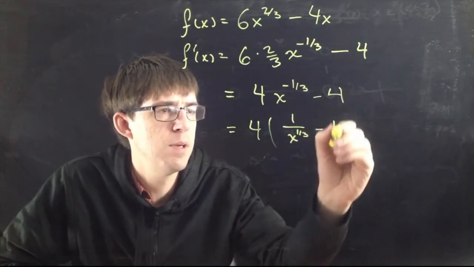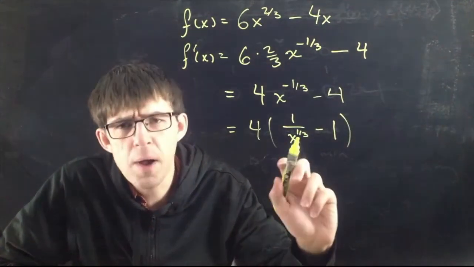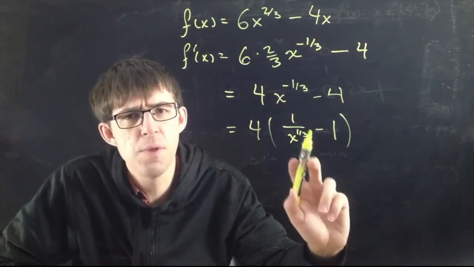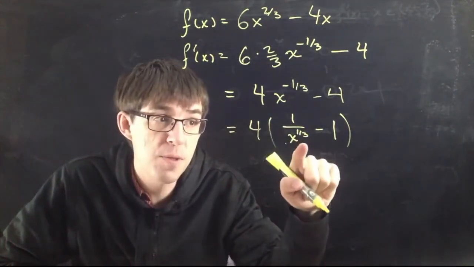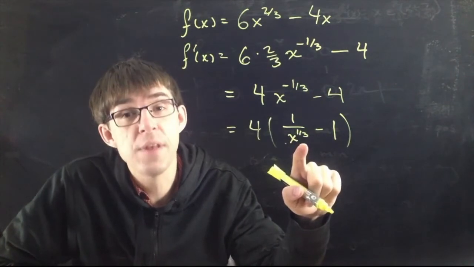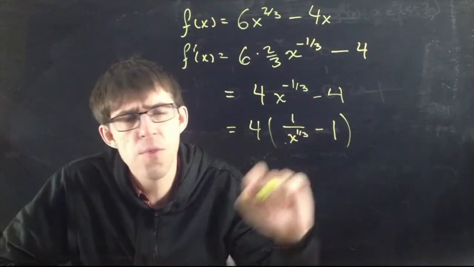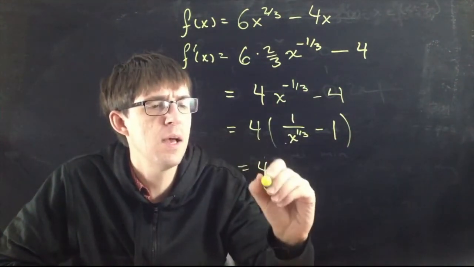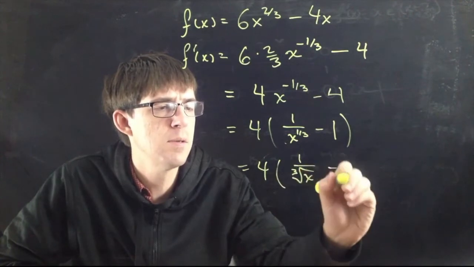And then I suppose this becomes a 1 because I factored the 4 out, right? I hope you remember, what does x to the 1/3 really mean? You can continue to write it this way, but in your mind you should be thinking x to the 1/3 means the cube root of x, right? 1/2 power is the square root, 1/3 power is the cube root. So this is the same as 4 times 1 over cube root of x minus 1.